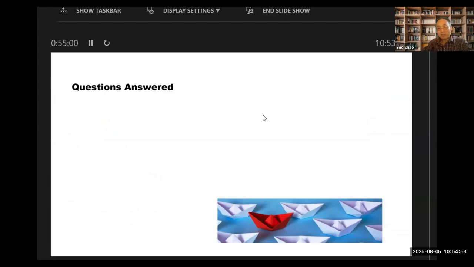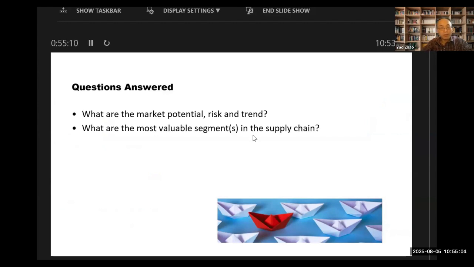Okay, so the analysis was broken down into the following questions. First, what is the market potential, risk, and trend for the airlines industry, for example? And also along the airline industry supply chain, what are the most valuable segments? The reason we want to do this analysis is to help the company make the decision of whether to stay with their core business or expand their business along the supply chain.